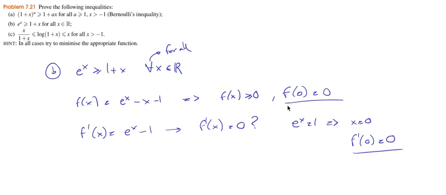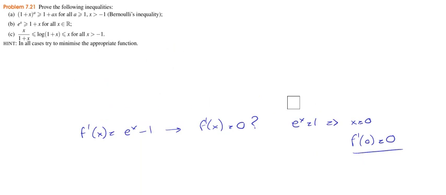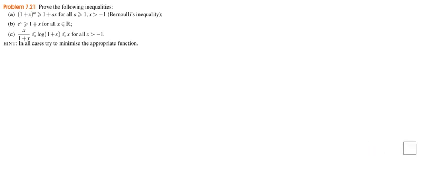Okay? Now, f prime is e to the x minus 1. We know that e to the x is greater than 1 when x is positive. It's smaller than 1 when x is negative, right? So this is going to be a minimum, just like before. Okay? So 0 is an absolute minimum of this function, which means that this inequality holds for every real number. Okay?